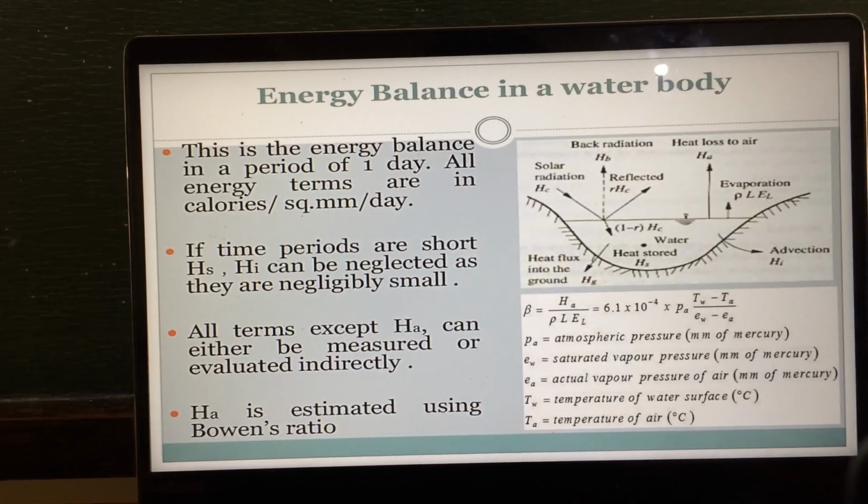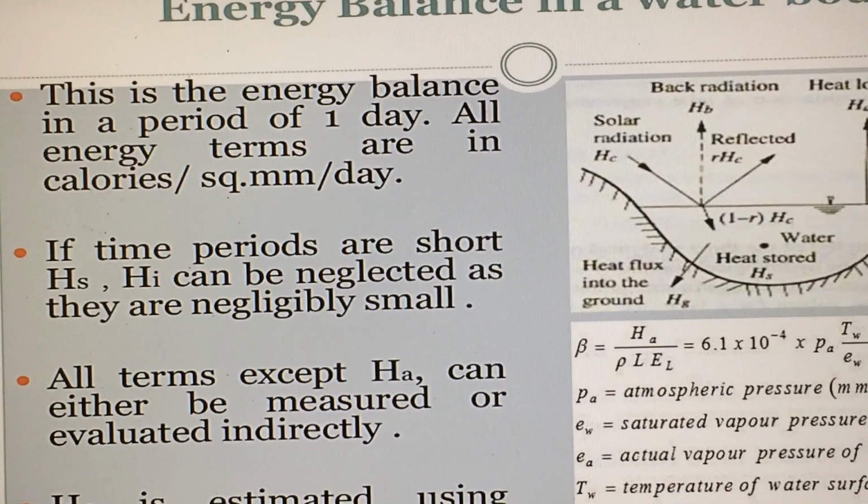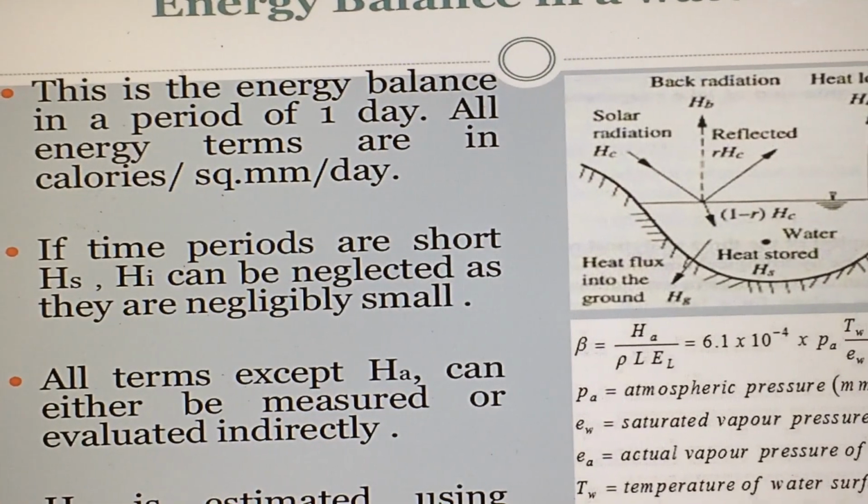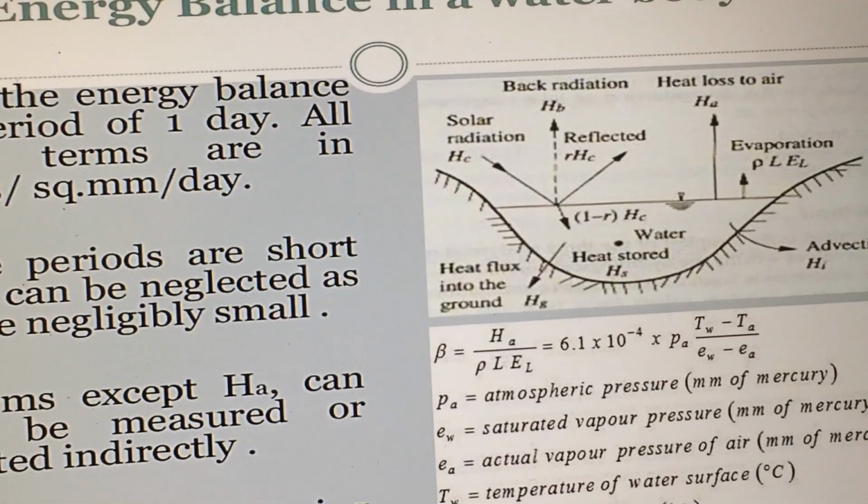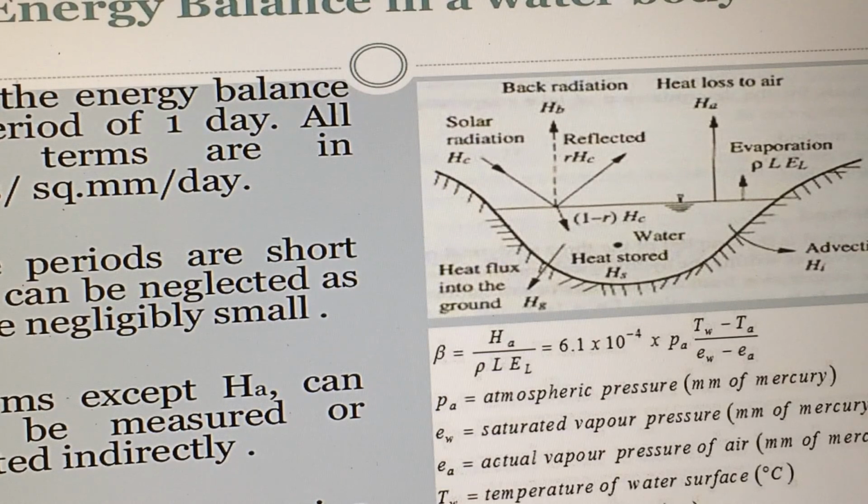Here is a figure shown about the back radiation. H sub B is reflected from the heat stored from the water. Heat lost to air, H sub A.